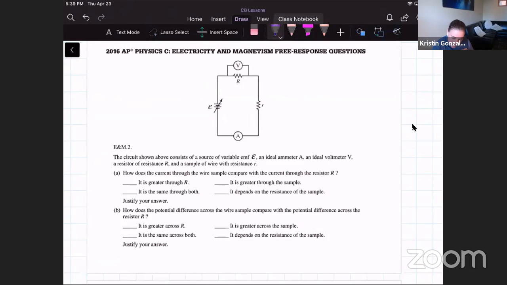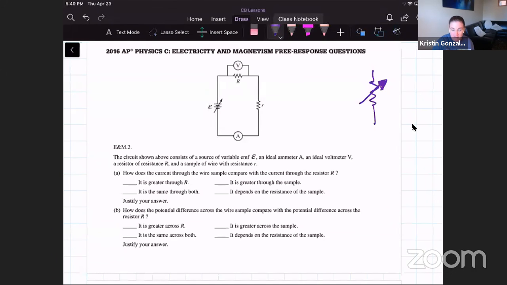All right, so we have a circuit here that is shown consisting of a source of variable EMF, an ideal ammeter A, ideal voltmeter V, a resistor of resistance R, and a sample of wire with resistance R. So a couple of things here. When you see this symbol of the arrow on an element, we see this sometimes with resistors. If you have a resistor that's got an arrow, what that means is it's adjustable or variable, right? So your dimmer switch in your dining room, those are variable resistors.